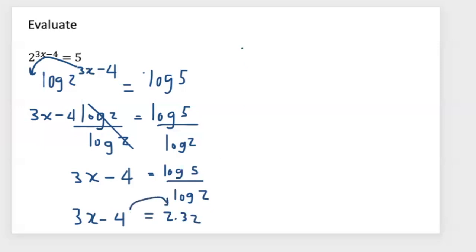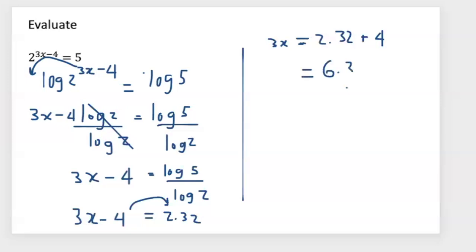Carry the 4 over. So we have 3x equal 2.32 plus 4. Now 2.32 plus 4, that is 6.32. Then we have our 3x. Then divide both sides by 3. So this cancels, so x is equal to, so 6.32 divided by 3, so that's 2.11 or 2.1.